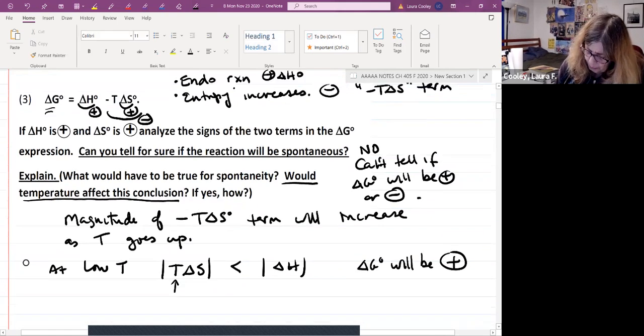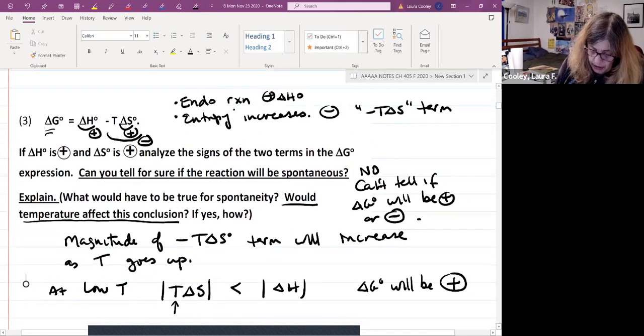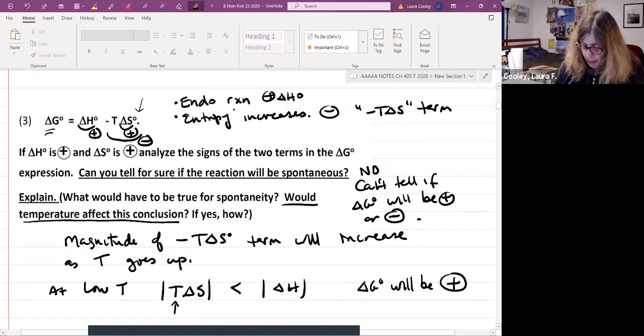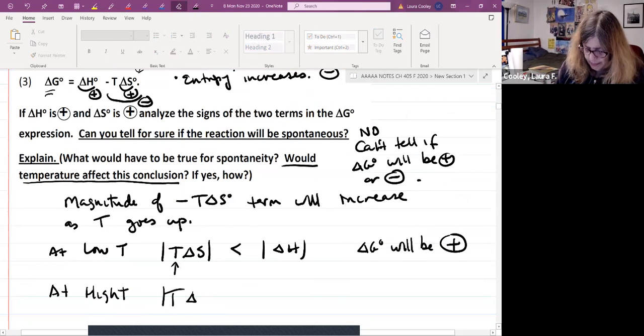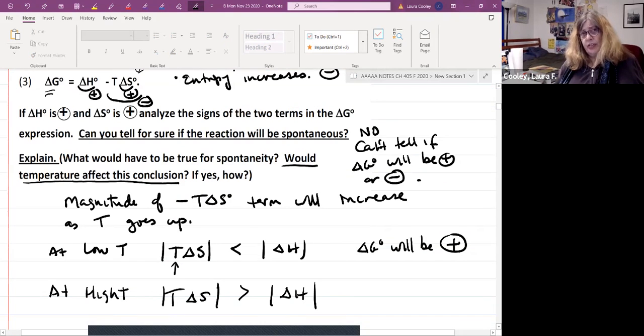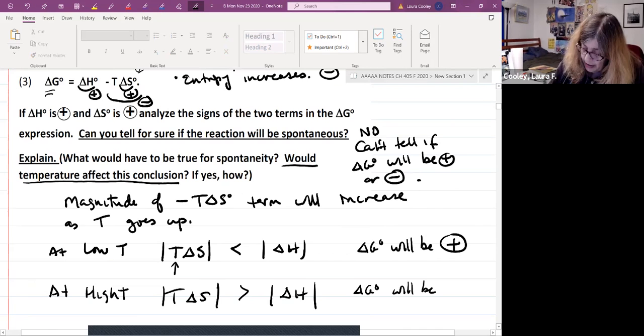So that's because this negative term here will not be so important at low temperatures. So at high temperatures, this T delta S term will become larger, right? Because delta H and delta S really aren't changing much with temperature, but temperature is changing a lot with temperature. Okay, so at this point, delta G0 will be negative.